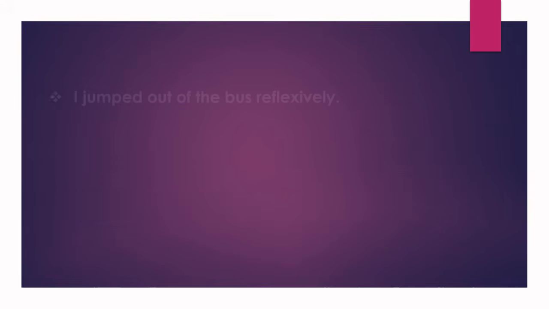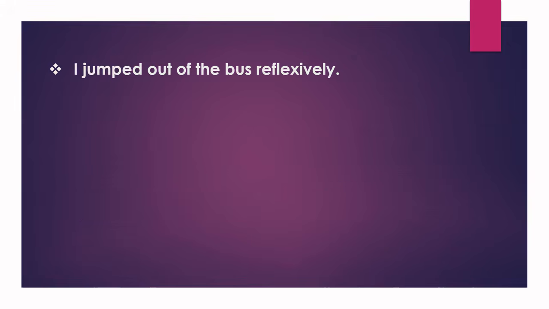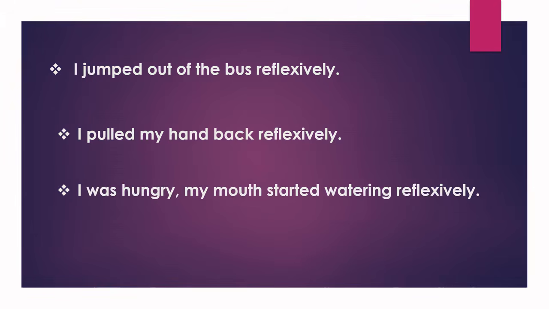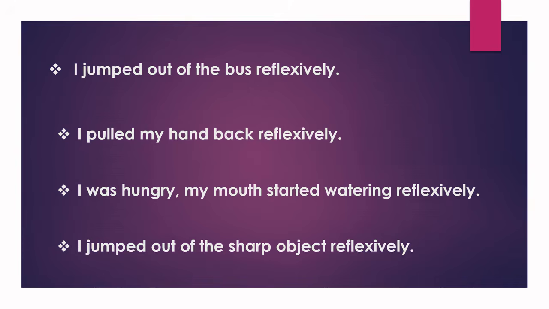Then the teacher can provide 3 or 4 examples for reflexes. Like, I jumped out of the bus reflexively. I pulled my hand back reflexively. I was hungry, my mouth started watering reflexively. I jumped away from the sharp object reflexively. And then we can explain that in all these examples, we are responding very quickly, just like the boy holding the falling ruler.